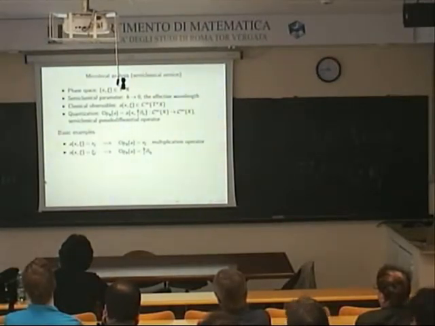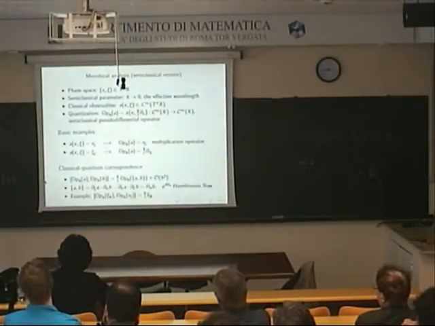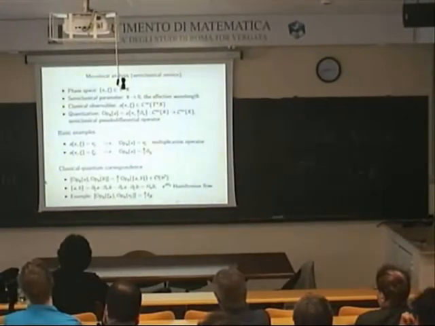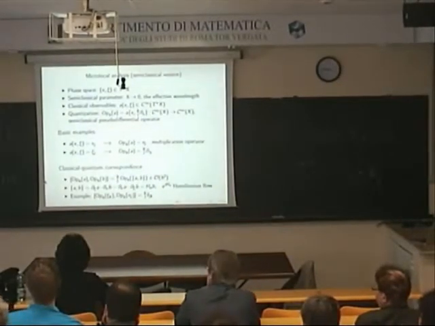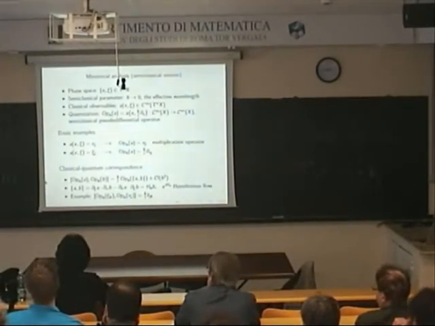And so basic examples, as I said, if your observable is just x_j, then this is just a multiplication operator. If it's just momentum, then it's differentiation. And the classical quantum correspondence in this quantization procedure is this. And if people often disagree about what the quantization procedures are and so on, everybody would agree about this one. At least I don't know anybody who wouldn't, but you never know.